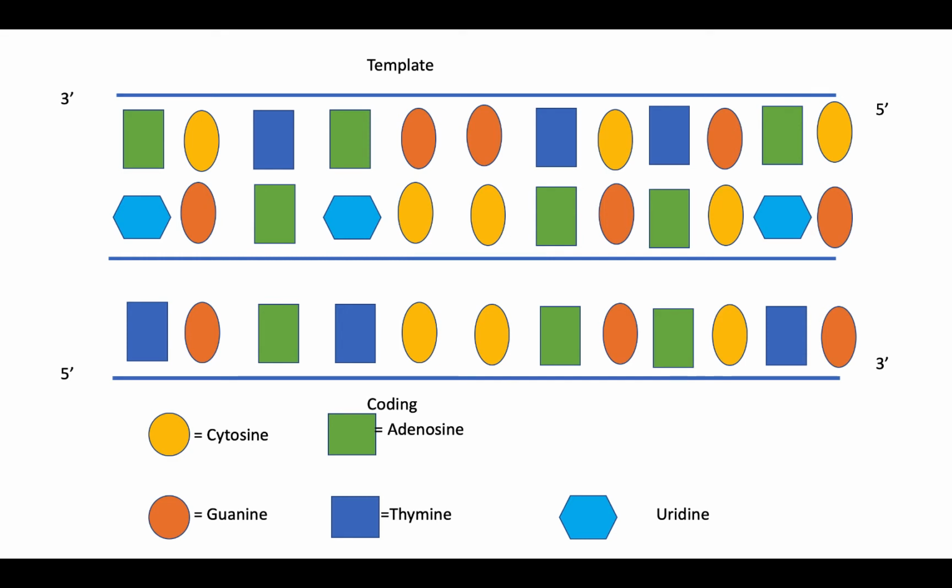طيب إذا بتطلعوا إنه الستراند التحتاني is actually identical to the mRNA. It's the same except إنه you are removing the thymine. بدل الثymine بتحط بدلها uridine. So this is called the coding strand. هذا حطيت لك هون coding. This is the coding strand.